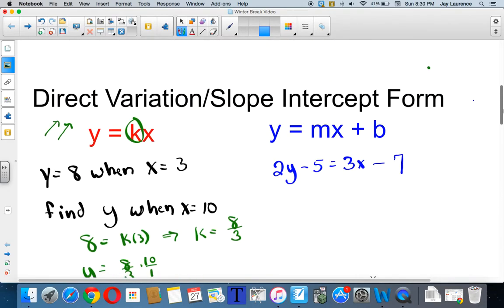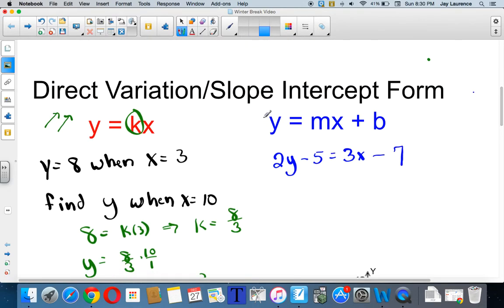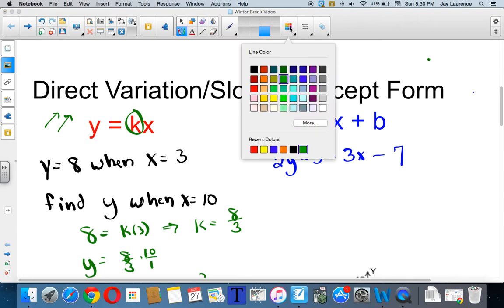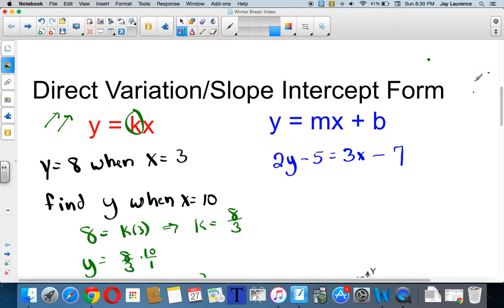Okay, now slope-intercept form. Remember, y equals mx plus b. Remember that y must be alone. If the y is not alone, you're not in slope-intercept form. Why do they call it slope-intercept form? Because when the y is alone in a linear equation, you know the slope and you also know the y-intercept, right? Here's the slope, here's the y-intercept.